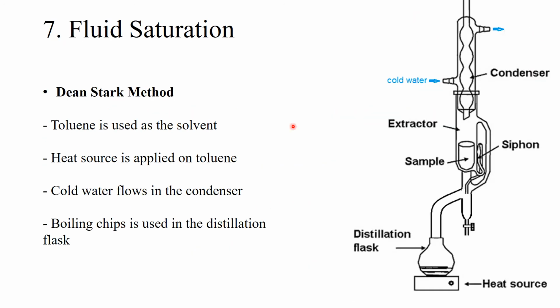So in the seventh experiment, we are going to measure the fluid saturation. This experiment is done by the Dean-Stark method or Soxhlet extraction method. In this experiment, we have toluene in a flask here above a heater that heats the toluene above its boiling point, which is 110 degrees C. And we have a rock here that's full of water and oil, or saturated with oil and water.